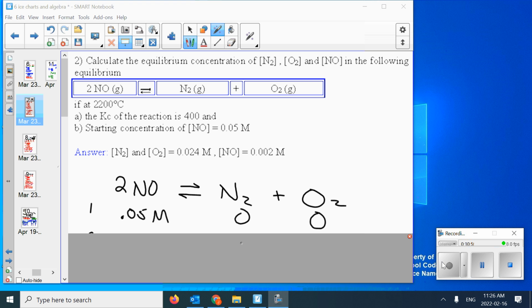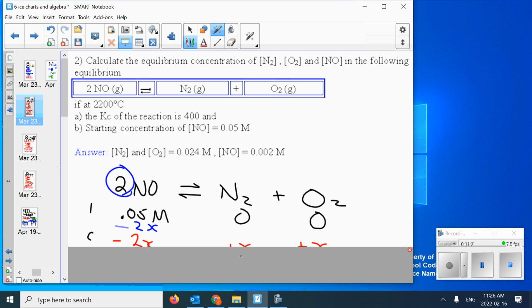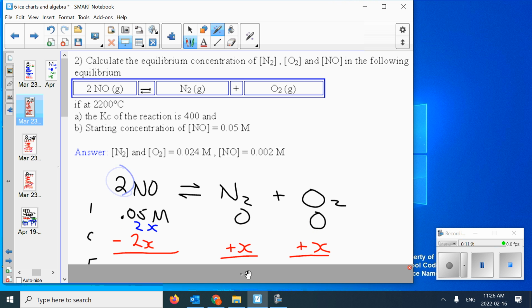So right now, hopefully you're getting your ICE chart set up, and since these are zeros, they can't go down. They have to go up. So 1 to 1, so that'll be 1x, so that'll be plus x. If that's plus x, this side has to be minus, and twice as much, minus 2x. It's going to change.